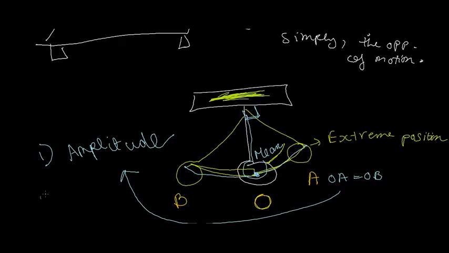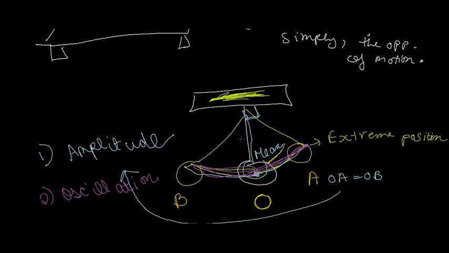Now the second term we define is oscillation. When I hold the bob from here, then it goes from A to O, O to B, B to O, and O to A, or O to B, B to O, O to A, and A to O. This is known as one oscillation.